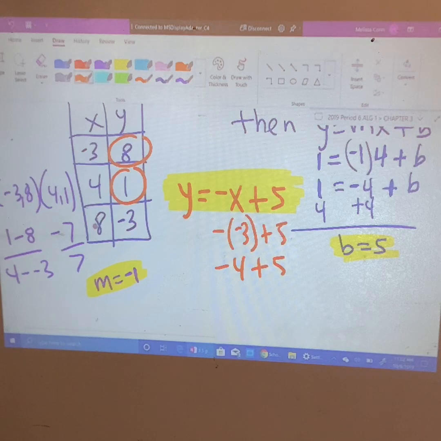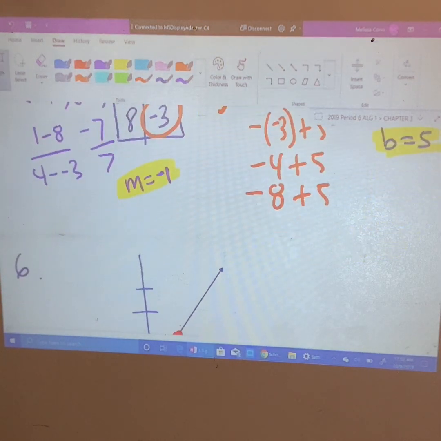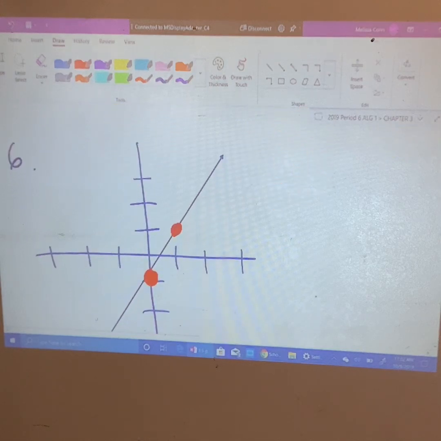The last one, I'll prove it to you again. If x is an 8, I put an 8 right here. -8 plus 5, and negative 8 plus 5 is negative 3. We found the correct equation that created those ordered pairs. All right, so here's our graph.